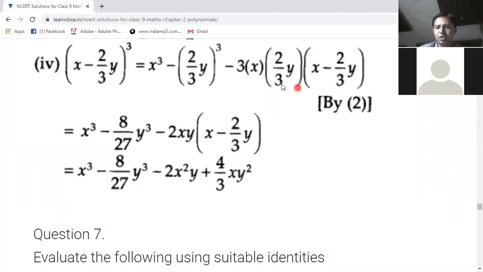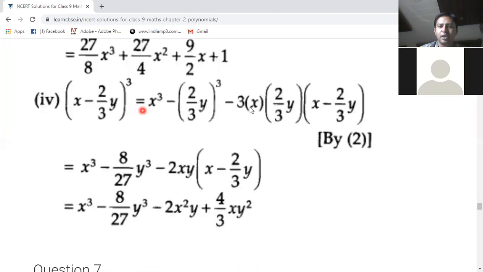Now this 3 in the denominator and 3 in the numerator will get cancelled. We'll have x cube as it is, 2 by 3 whole cube, that is 2 cube is 8, 3 cube is 27, y cube. 3 and 3 get cancelled, we are left with 2xy with a negative sign, that is minus 2xy times (x minus 2 by 3 y).